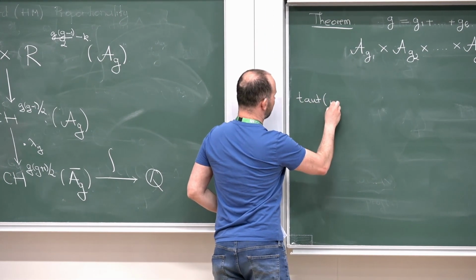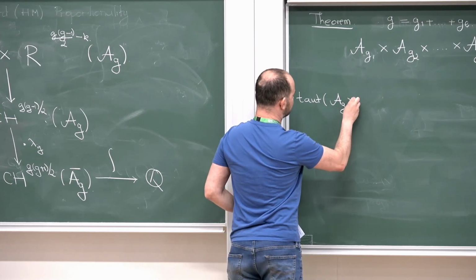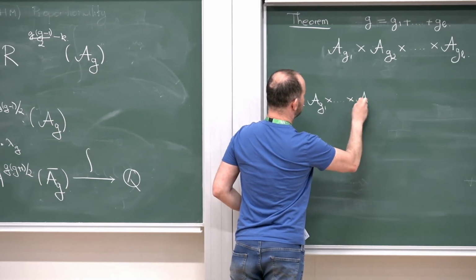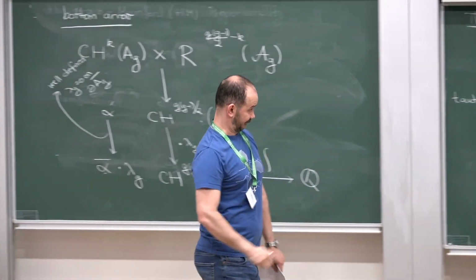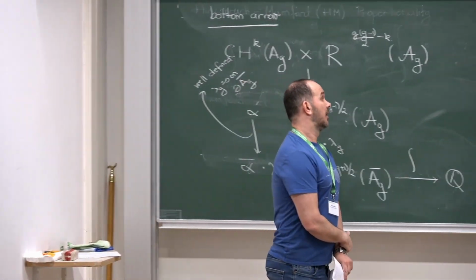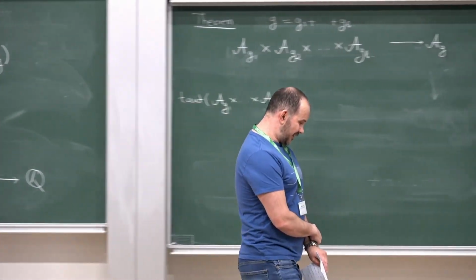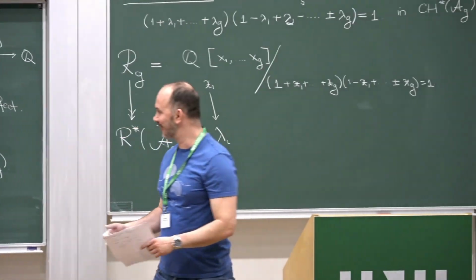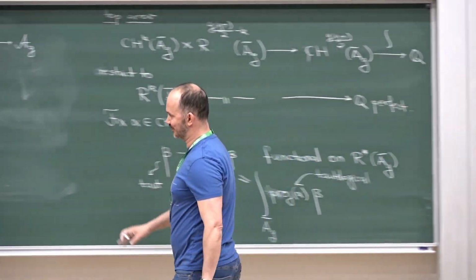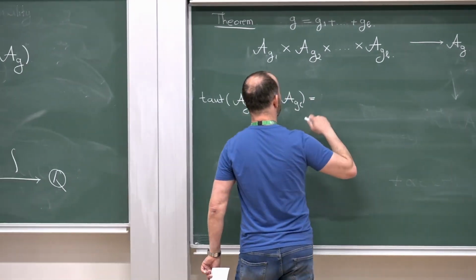So the tautological part of AG1 times ... times AGL, the theorem will tell us what it is. And essentially, the answer is a very simple answer. It's remarkably easy to actually compute the tautological projection of this locus. And the answer is as follows.